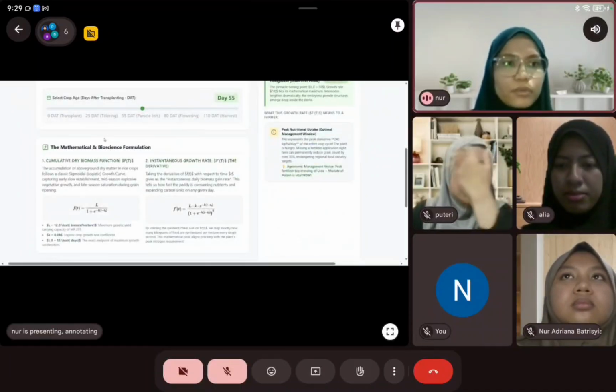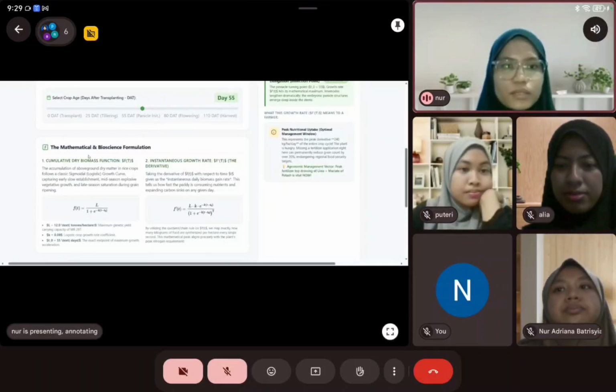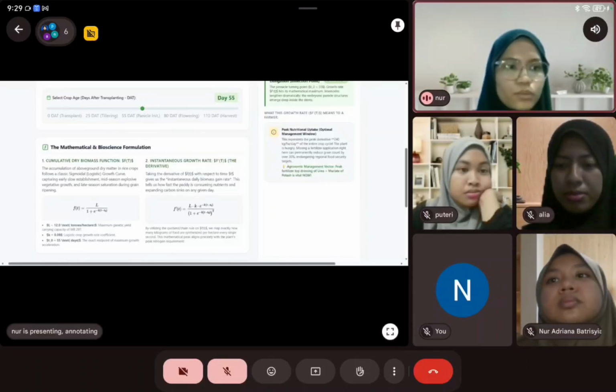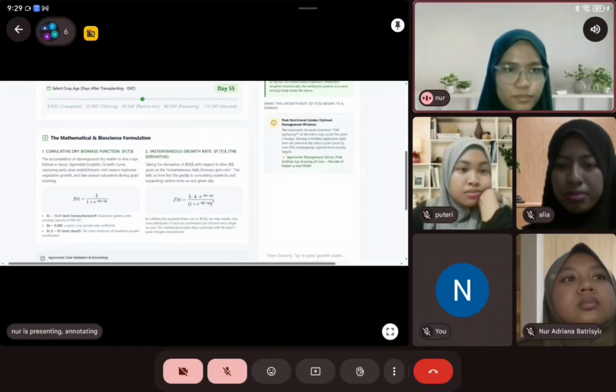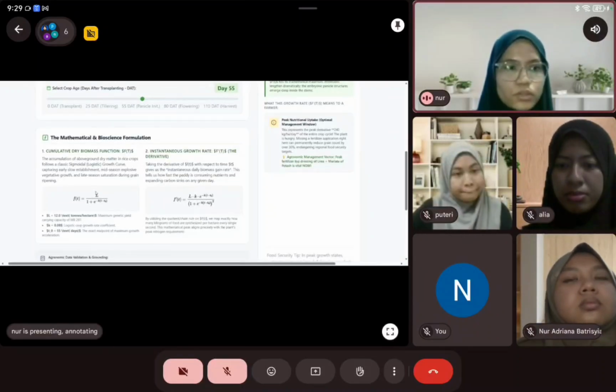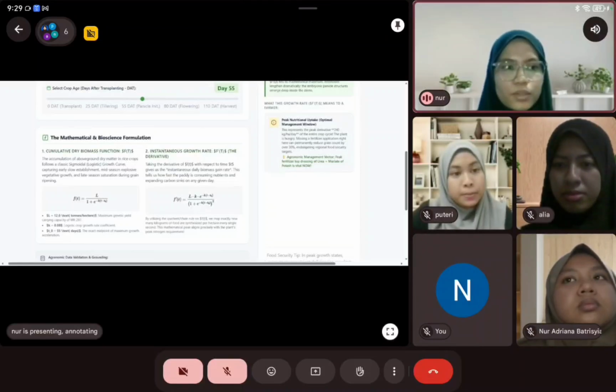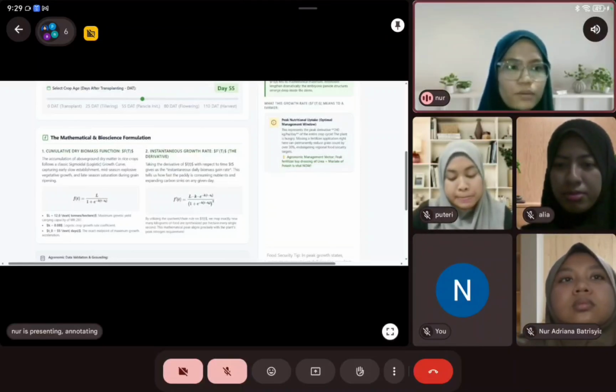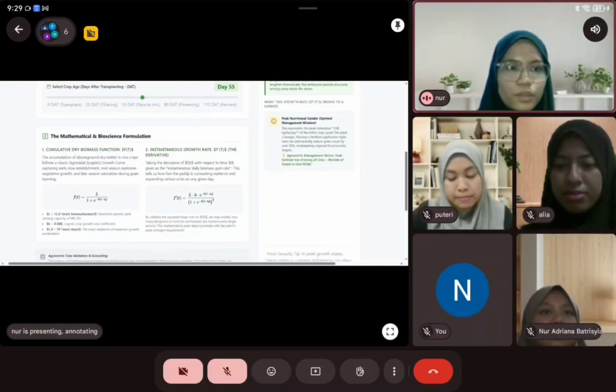Now we move to the mathematical and bioscience formulation. First, the biomass function. So how do we put this pattern into numbers? We use this logistic function based on real empirical data. We have three key numbers here.